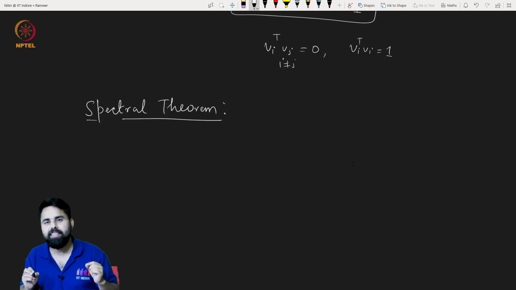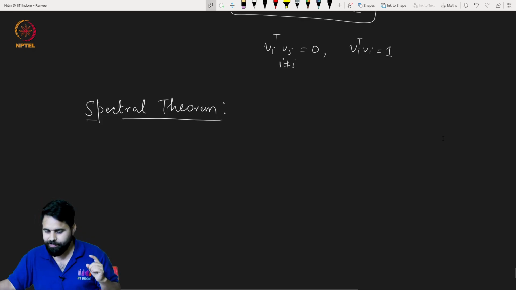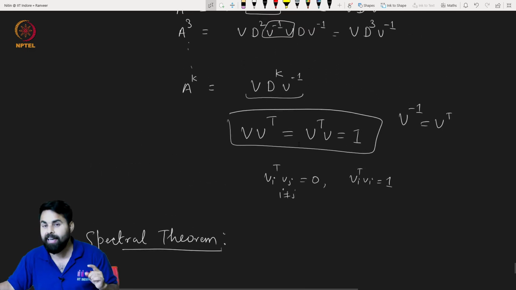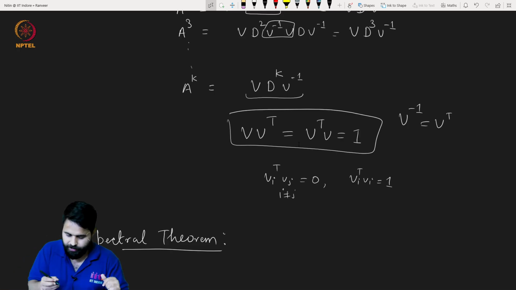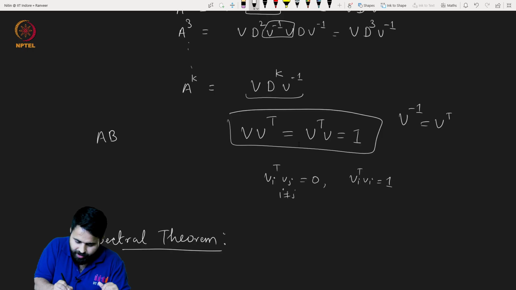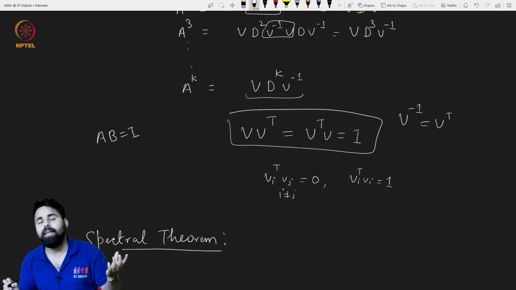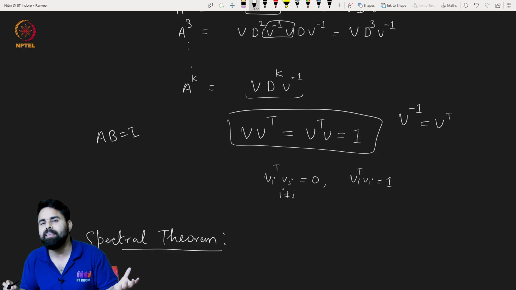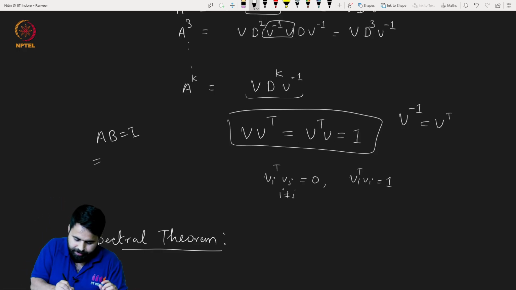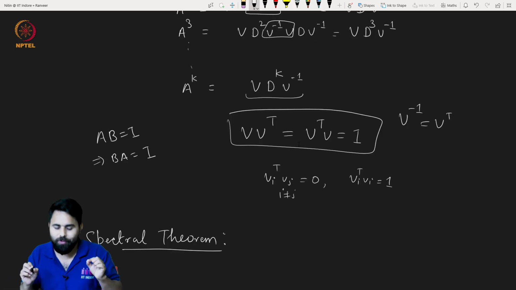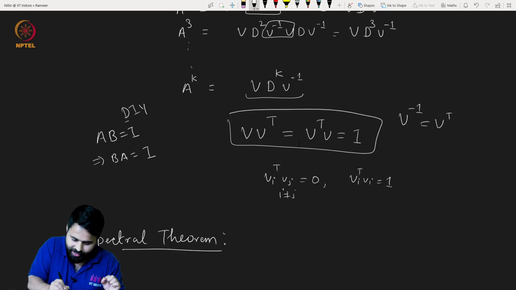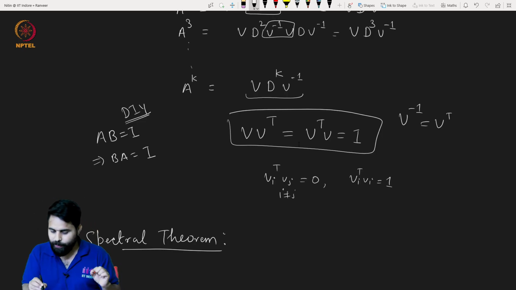Before stating the spectral theorem, there is a DIY for you. I made maybe a slight shortcut, and the shortcut is this. Suppose AB equal to I, where A and B are both square matrices of the same order. Then you have to prove that BA equal to I. Please do not take this as an obvious exercise. Try to prove it. That's why when I write V transpose, I immediately write V transpose V.